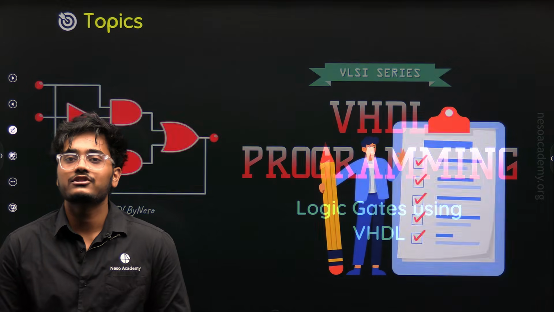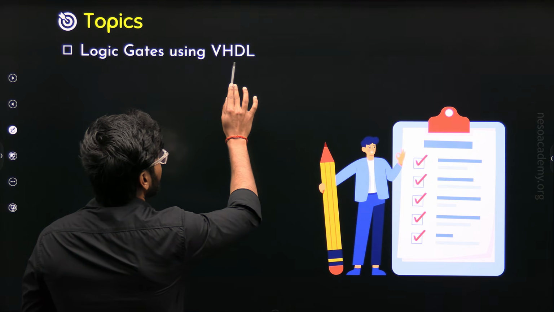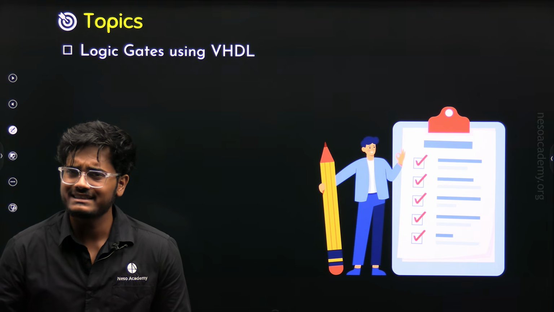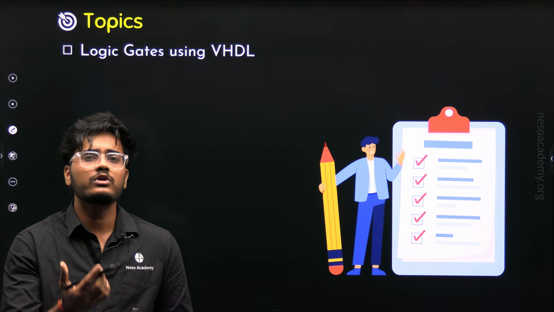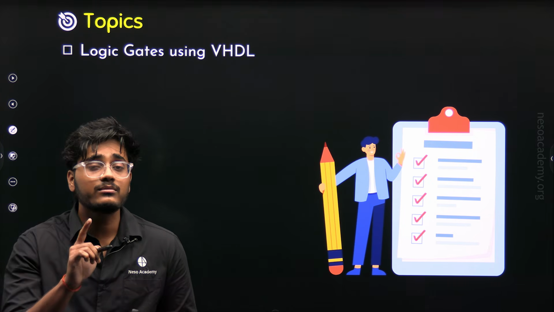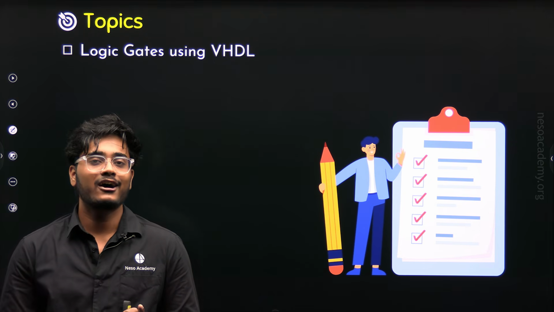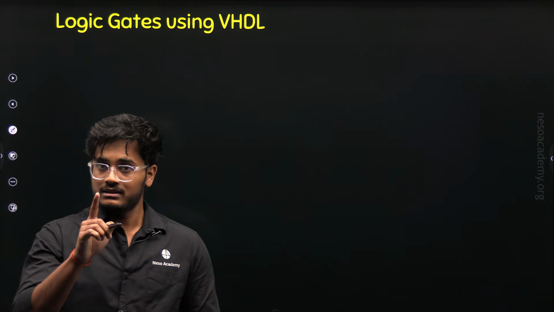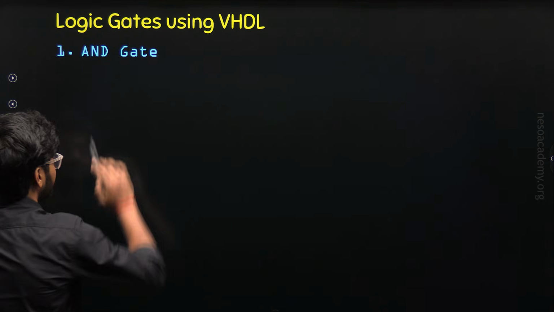So, in this lecture, we will implement all 7 logic gates using VHDL with the help of data flow modeling. Why data flow modeling? Because logic gates are based on Boolean equations, and we have already studied that data flow modeling is the most suitable choice for the Boolean expression. Now, let's understand all 7 logic gates one by one, starting with the first basic logic gate, the AND gate.